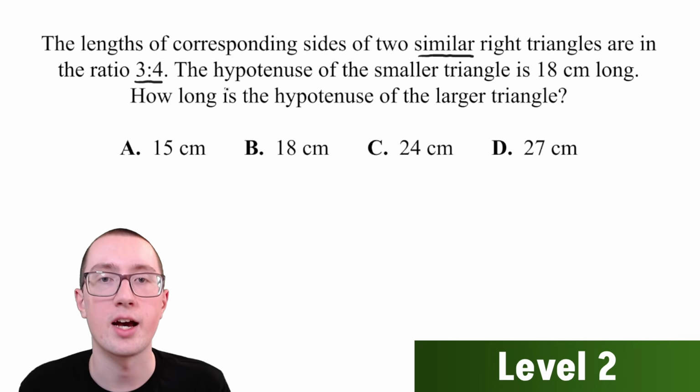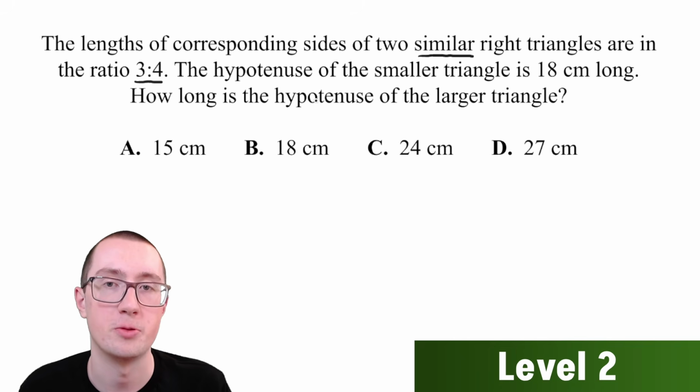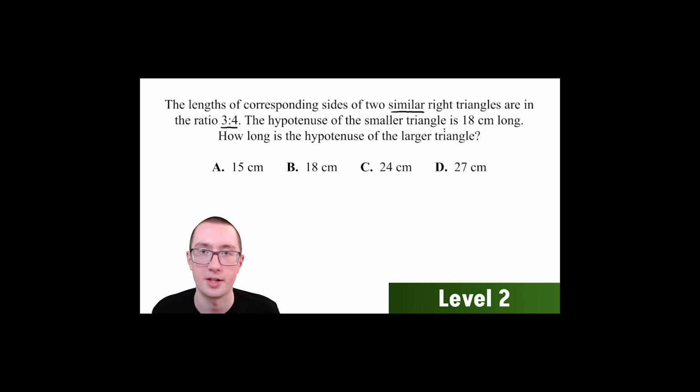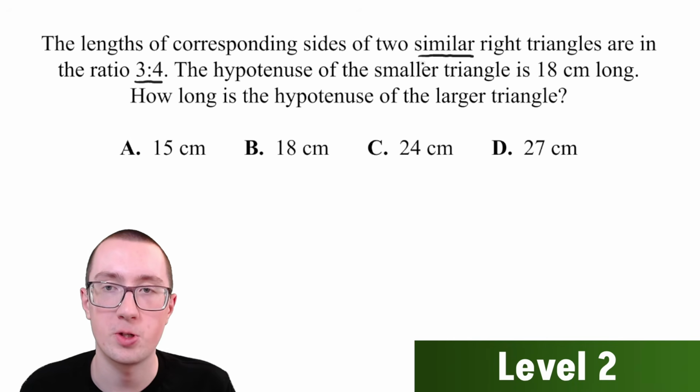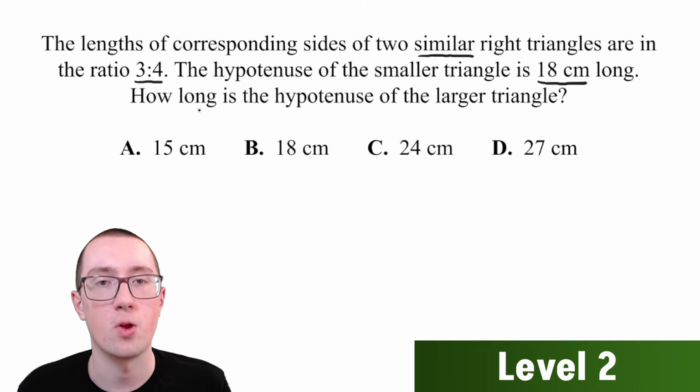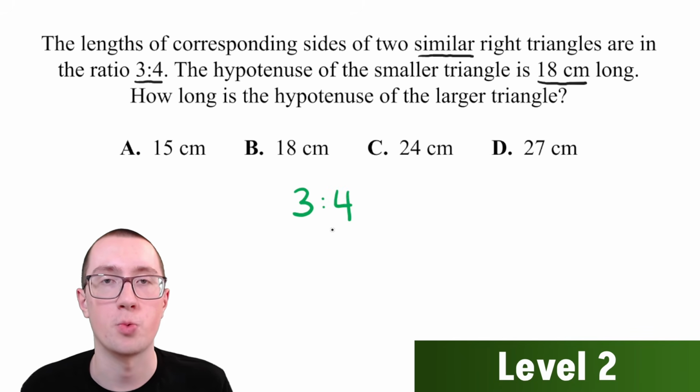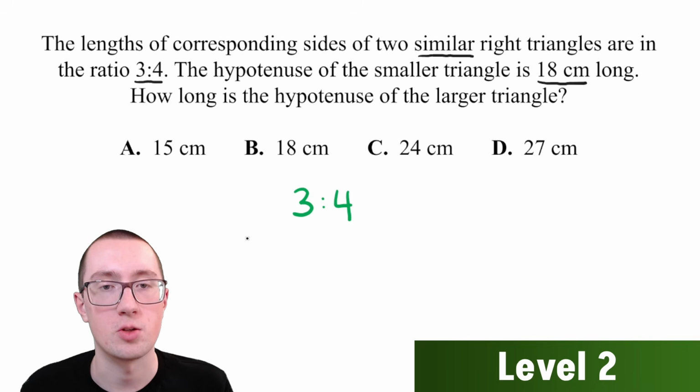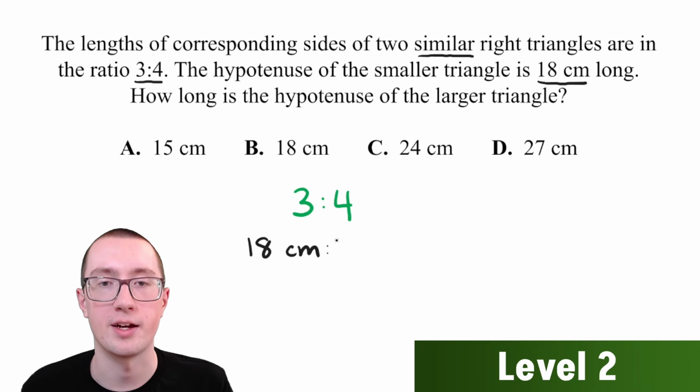Now, it does say that it's the hypotenuse of the smaller triangle, but that really doesn't matter because the hypotenuse is just the longest side, so who cares? But it does say that of the smaller triangle, it's 18 centimeters long. And we just need to find how long that side is for the larger triangle. So to solve this, we can just go ahead and use our ratio of 3 to 4. But we know that the 18 centimeters is the smaller one. So that's going to be the 3 of our ratio. So what is the length of the larger side if that's the 4 of our ratio?